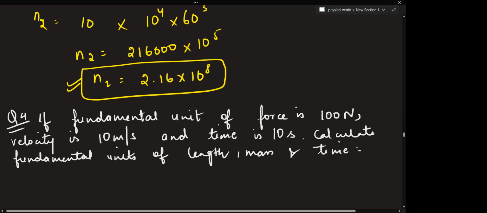Ma'am, sorry, I was not able to hear your voice. Could you repeat, please? Yes, Iram, I was saying just note down this question. If fundamental unit of force is 100 Newton, velocity is 10 meter per second, time is 10 seconds, you have to find out the fundamental units of length, mass, and time, whatever in the system it is given. So just note down the question, take the screenshot of the question, then we'll discuss it in the next class. All right? Okay, ma'am. Let me know when you're done.